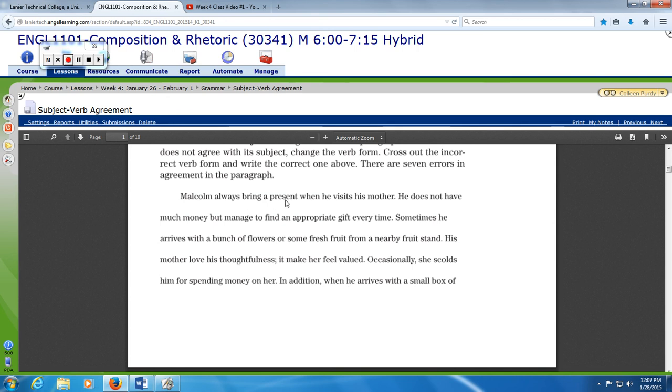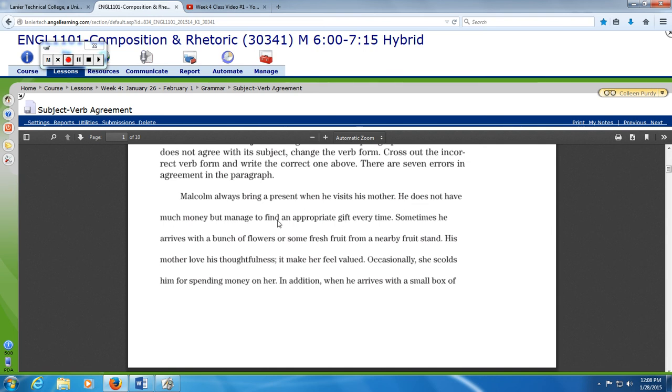Malcolm always bring a present. Let's look at just this clause. When he visits his mother is a dependent clause, but we're going to talk about this first. Always is an adverb. It tells when he brings. Okay? So that's not your subject. Malcolm is your subject. And Malcolm is singular, so you have to have a singular verb, which is brings, not bring. When he visits his mother, he's singular, visits is singular, so that's fine. All right, so we just had to change this verb.